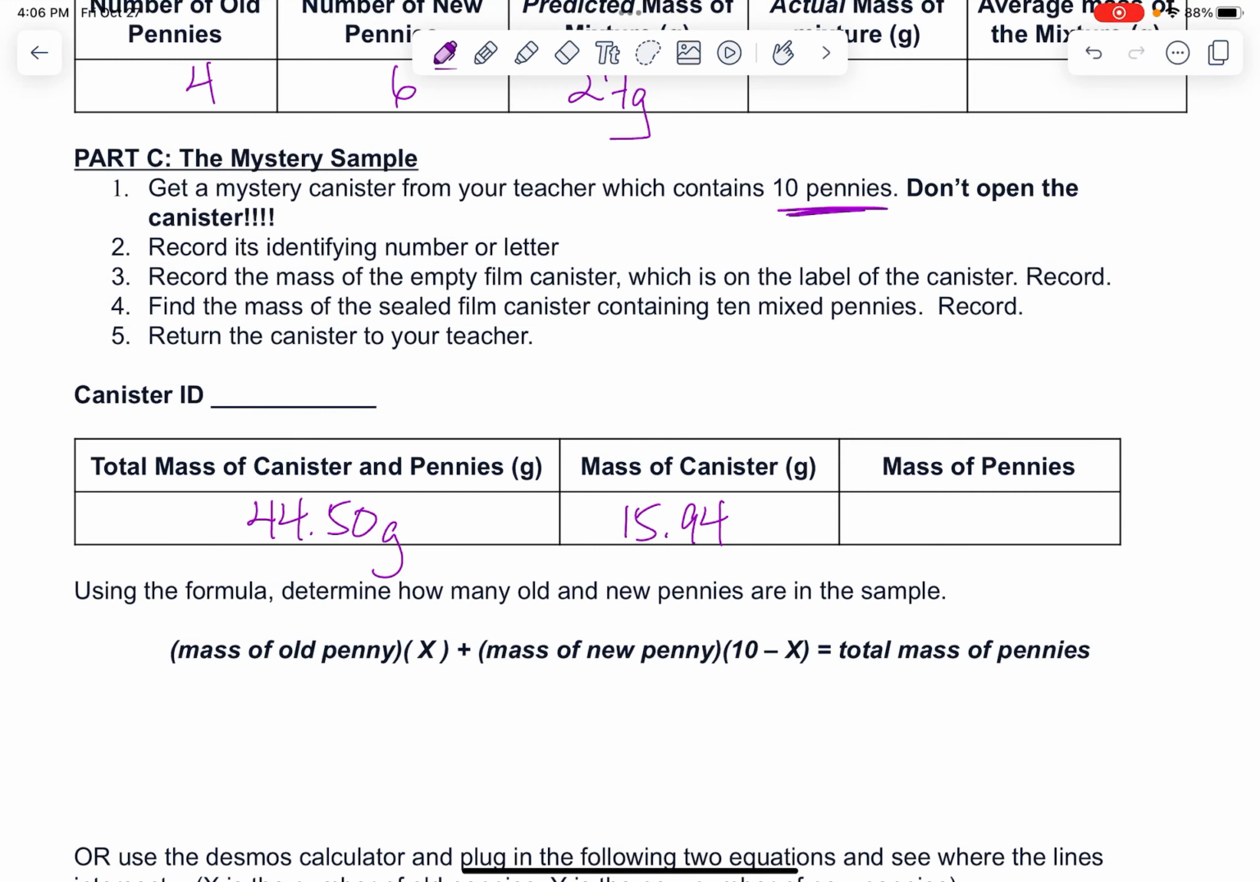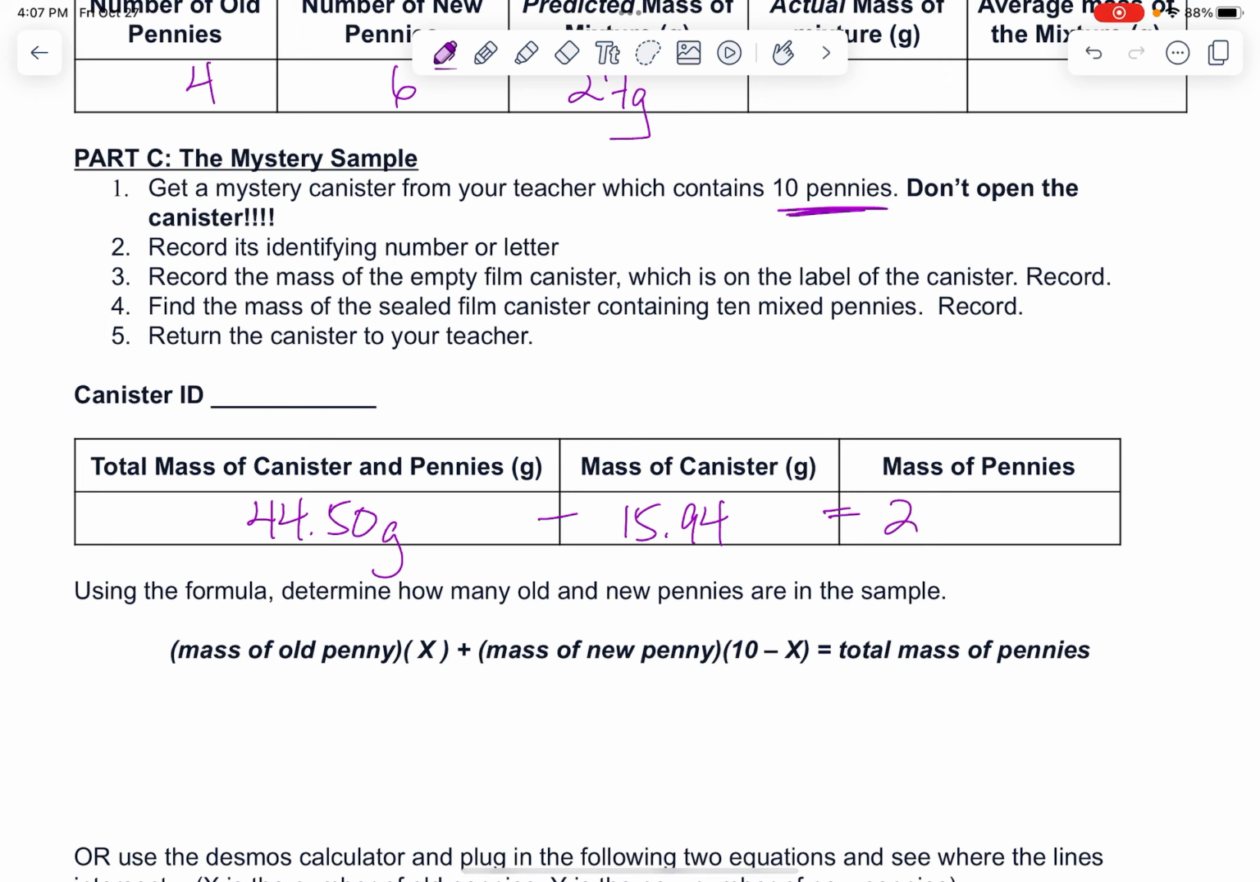The last part of our lab was the mystery canister. So what we had was a little canister that had 10 pennies in it, but students were not able to see what was in there. The things they were able to do: they got the total mass of the canister and the pennies, and they have the mass of the canister. What we would do is subtract those two values, and that would get us to the mass of the pennies inside.